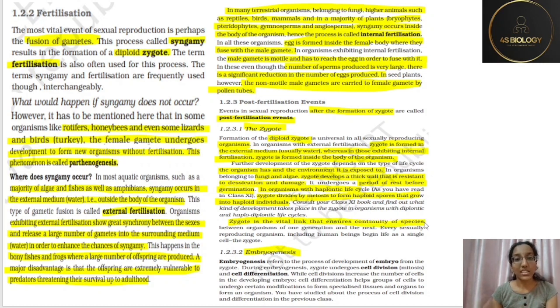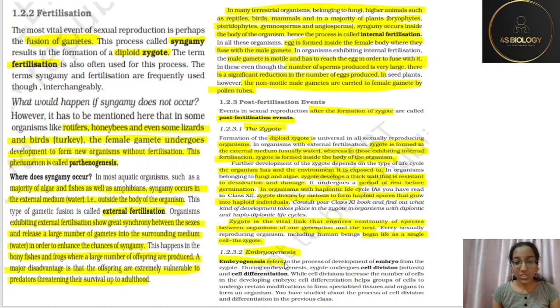Here they can ask, what is the vital link? Zygote, embryo. So zygote is the answer between organisms of one generation to the next. Every sexually reproducing organism, including human beings, begins life as a single cell zygote. We are also the same.